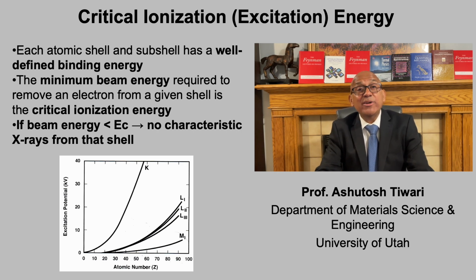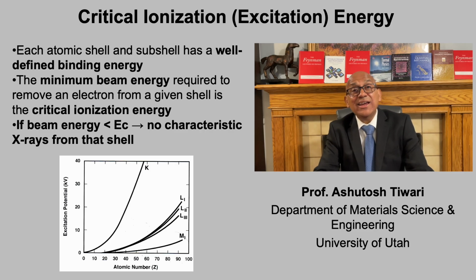Because the energies of atomic shells and subshells are discrete, the energy required to remove an electron from a specific shell is also discrete. This minimum energy is called the critical ionization energy or excitation energy. If the incident electron beam energy is below this threshold, that shell cannot be ionized, and no characteristic X-ray from that shell can be produced. The plot shows how the critical energies for the K, L, and M shells increase strongly with atomic number, with K shell ionization requiring the highest beam energies.